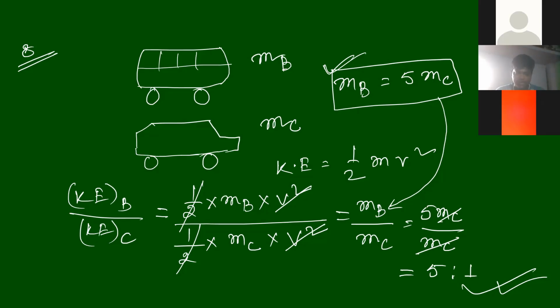For the case of the bus, the mass of the bus I have written as m of b, and the velocity is the same. That's why I have written v square. I have not changed anything in the velocity. I have changed only the mass of the bus and the mass of the car. And we know that the mass of the bus is 5 times the mass of the car, that we have written here. That's why I have substituted the value and we have got the answer.